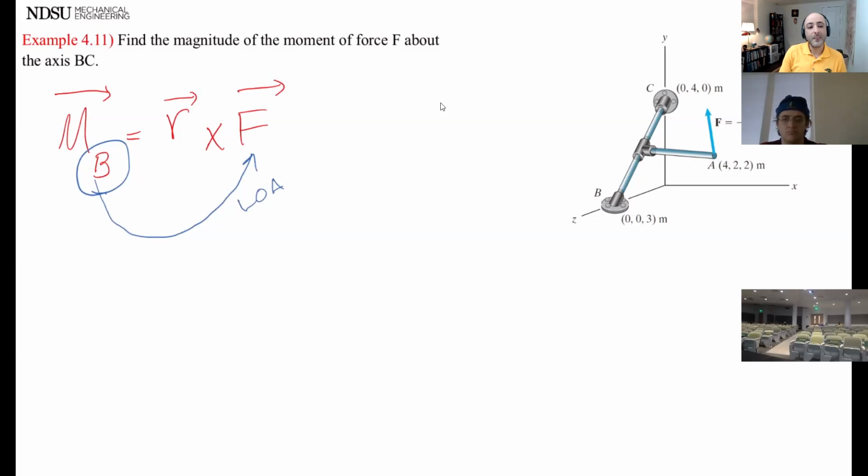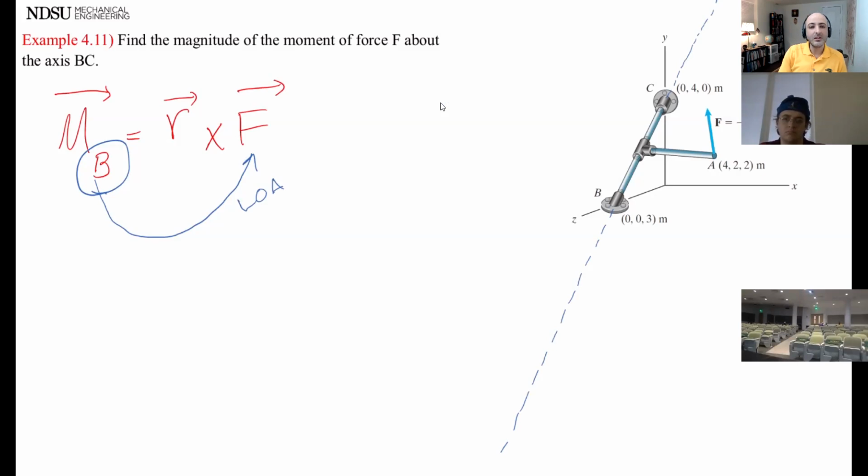That's what we know. But this one doesn't say point B, point C, or whatever that middle point is. It tells us to find the moment about this axis. It doesn't even say pipe BC, right? It's about the axis, which means anywhere on this axis. So now, what should I do to find the moment of this force about an axis?